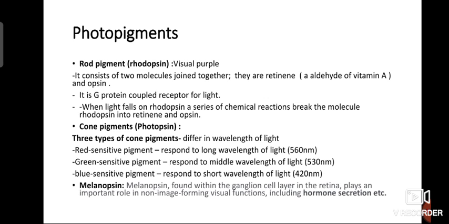So the second is cone pigments, photopsin. The 3 types of cone pigment differ in the wavelength of light. Red sensitive pigment responds to long wavelength of light, 560 nanometer. Green sensitive pigment responds to middle wavelength of light, 530 nanometer. Blue sensitive pigment responds to short wavelength of light, 420 nanometer. Melanopsin, found within the ganglion cell layer in the retina, plays an important role in non-image forming visual functions including hormone secretion, etc.